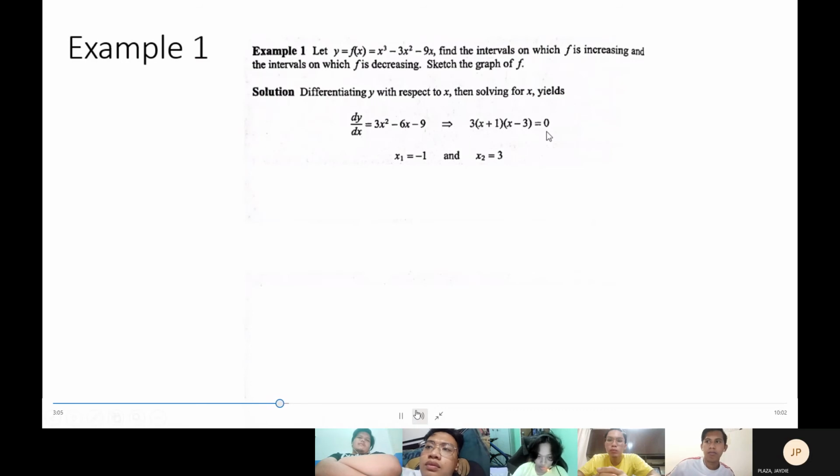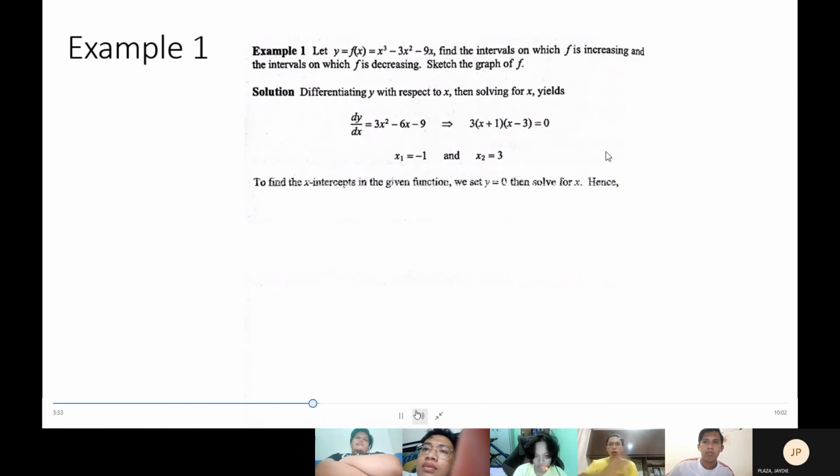And then we have x sub 1 equal to negative 1 and x sub 2 equal to 3. If you divide both sides by 3, this will cancel out and this is 0. Solving for the two values of x, you have x plus 1 equal to 0, that means x is equal to negative 1, and x minus 3 equal to 0, and that is x equal to 3. So I hope you can still recall the factoring method that we've discussed in the fundamentals of engineering mathematics.